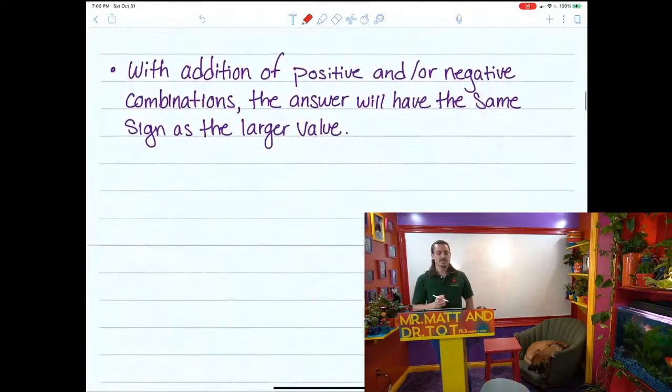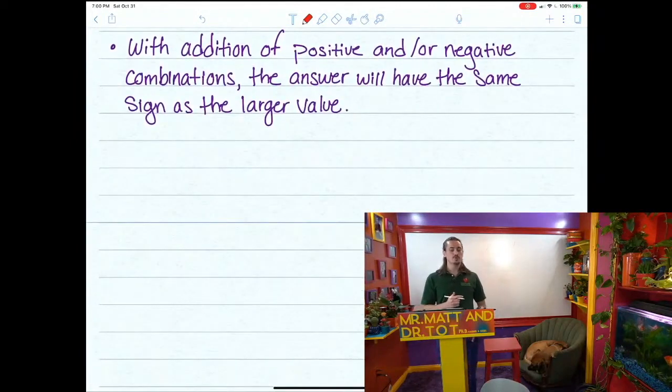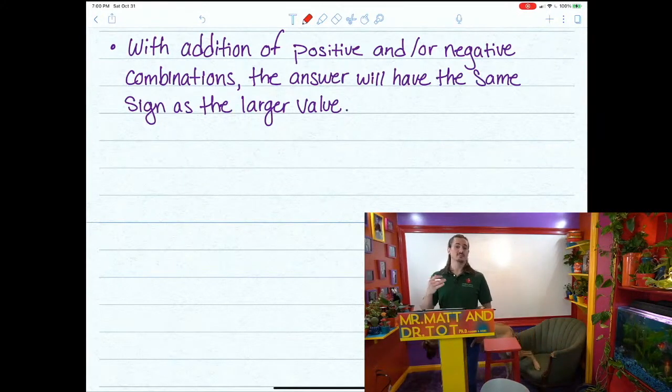Now with positive or negative combinations, it's important to understand with sums and differences that the result will take the sign of the value with the larger magnitude. So for example, -8 plus 5, -8 has a larger magnitude than 5. It's farther away from 0 on the number line. So its negativity is going to overtake 5's positivity, and the result will be -3.